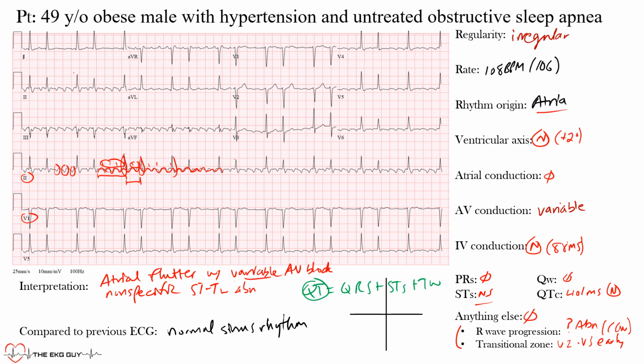So this is a 49-year-old obese male coming in with hypertension and untreated obstructive sleep apnea. This is a very important thing to be treated. Obstructive sleep apnea in overweight patients puts them at risk not only for hypertension but also atrial enlargement, and that is an excellent substrate for atrial flutter and atrial fibrillation. That's exactly what we see here: atrial flutter with variable AV block, which, when compared to his prior EKG, showed normal sinus rhythm.